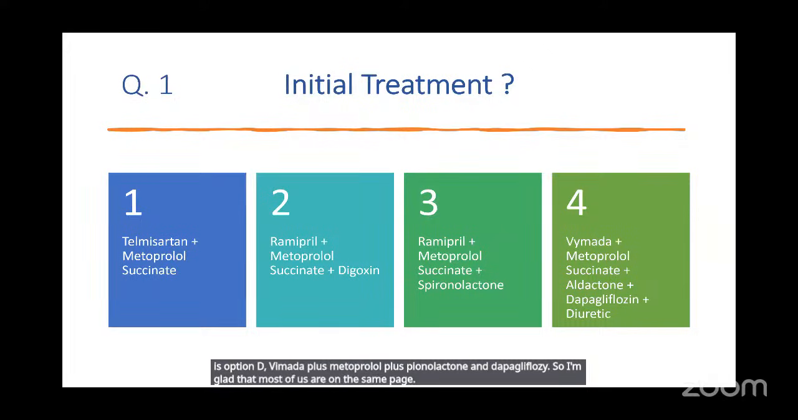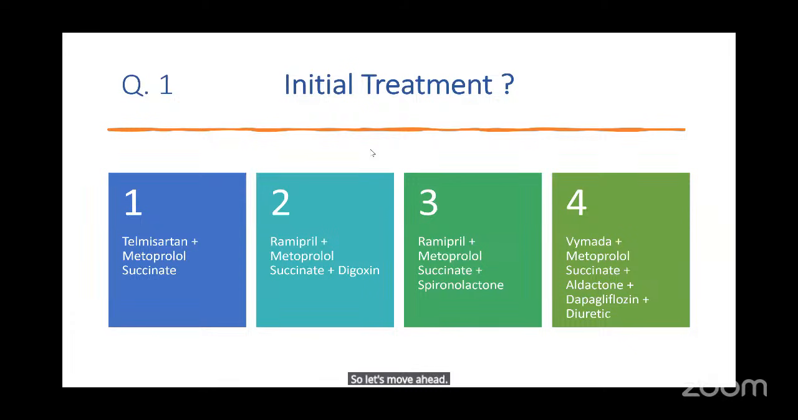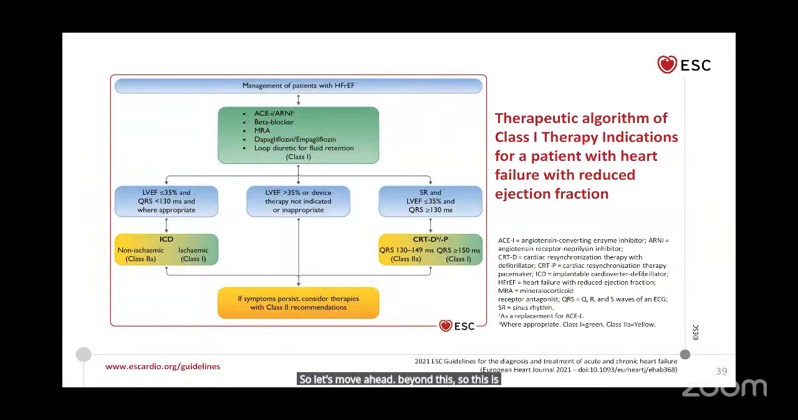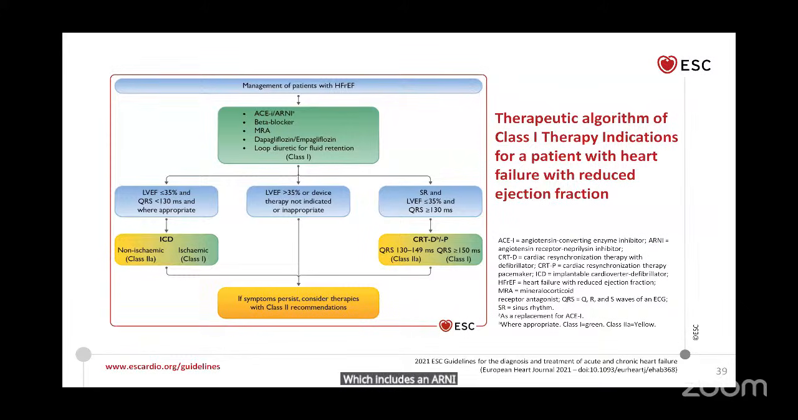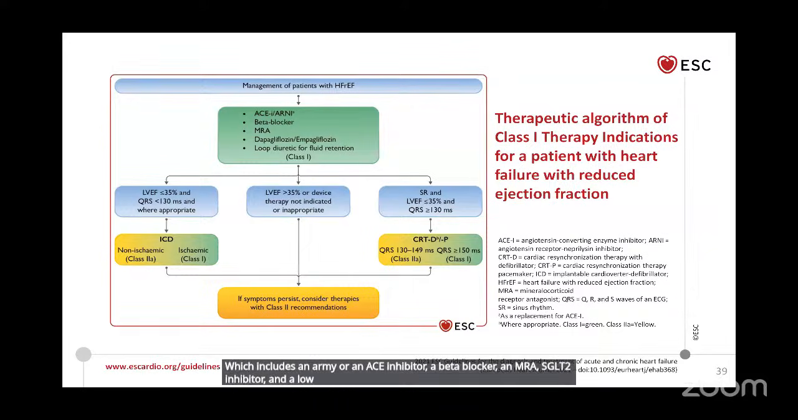So let's move ahead. This is the ESC algorithm, as has already been shown previously. The four pillars need to be prescribed in all stable patients with HFrEF, which includes an ARNI or an ACE inhibitor, a beta blocker, an MRA, SGLT2 inhibitor, and a low dose diuretic for fluid retention.